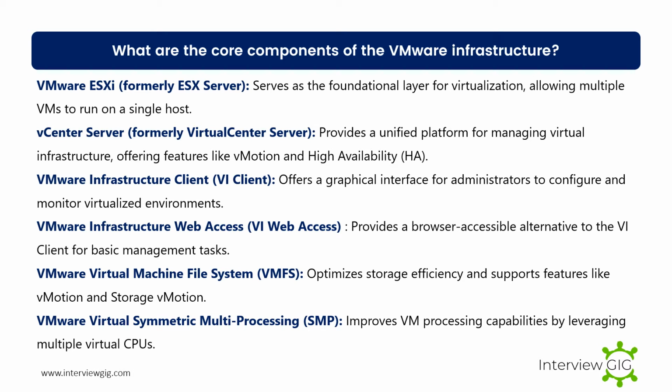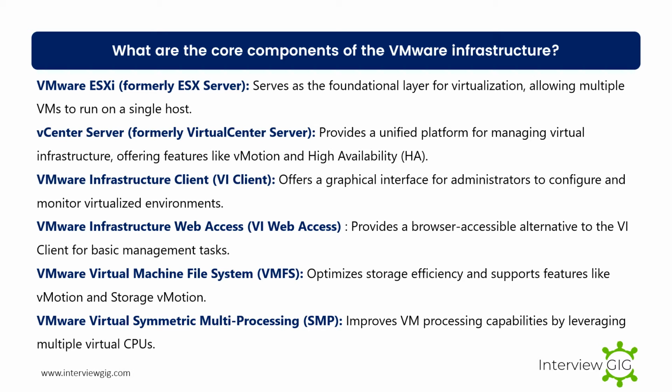What are the core components of the VMware infrastructure? VMware ESXi, formerly ESX Server, serves as the foundational layer for virtualization, allowing multiple VMs to run on a single host. vCenter Server, formerly VirtualCenter Server, provides a unified platform for managing virtual infrastructure, offering features like vMotion and high availability. VMware Infrastructure Client, or VI Client, offers a graphical interface for administrators to configure and monitor virtualized environments. VMware Infrastructure Web Access, or VI Web Access, provides a browser-accessible alternative to the VI Client for basic management tasks.